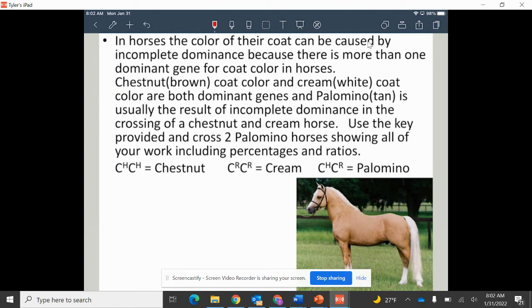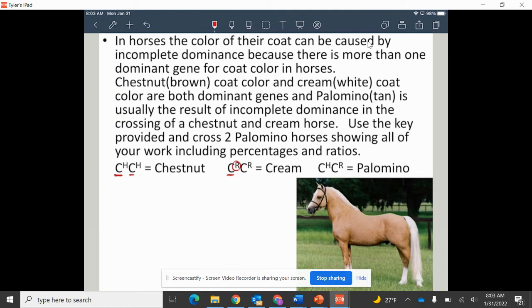Well, let's do that. So this CH is chestnut. Remember, I'm doing a coat color and a coat color, and I'm using a capital H to represent the dominant chestnut allele. And then I've got cream, still using C, but the R is going to represent that dominant cream allele. Okay, so if you get 2 chestnut alleles, you're going to be a chestnut horse. If you get 2 cream alleles, you're going to be a cream horse.